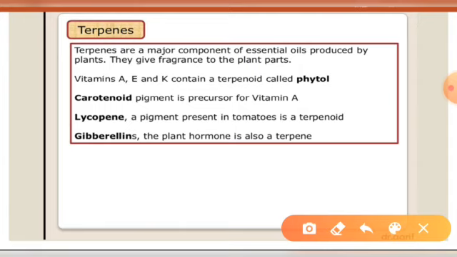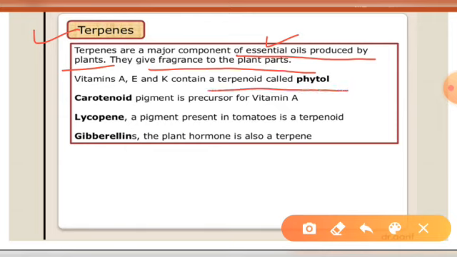Now, last form of derived lipids are the terpenes. Terpenes are a major component of essential oils which are produced by the plants. And these essential oils give fragrance to the plant parts. Vitamin A, E and K contain a terpenoid which is known as phytol.